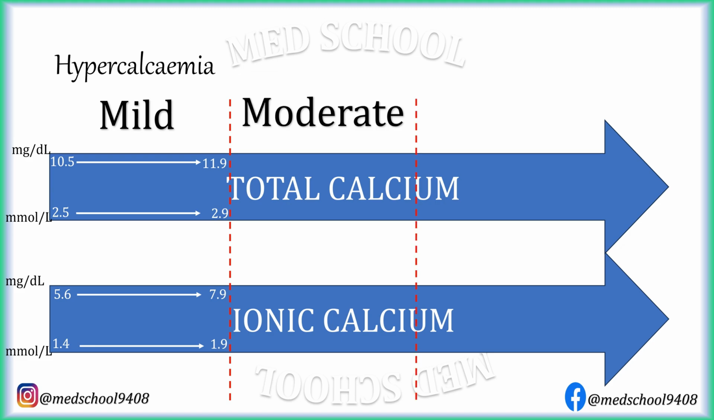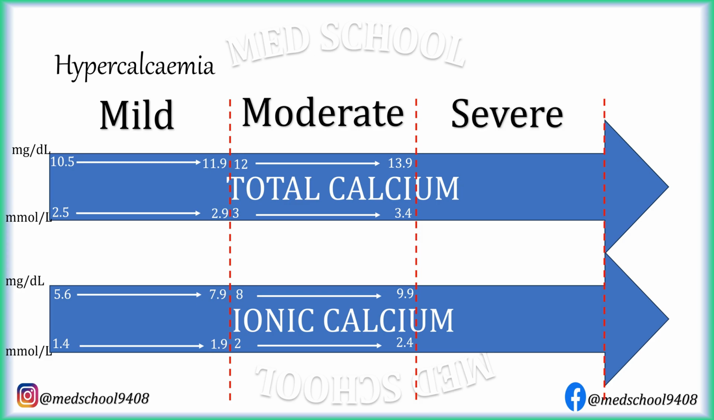Moderate hypercalcemia is defined as serum total calcium level between 12 to 13.9 milligram per deciliter or 3 to 3.4 millimole per liter, or ionic calcium level from 8 to 9.9 milligram per deciliter or 2 to 2.4 millimole per liter.